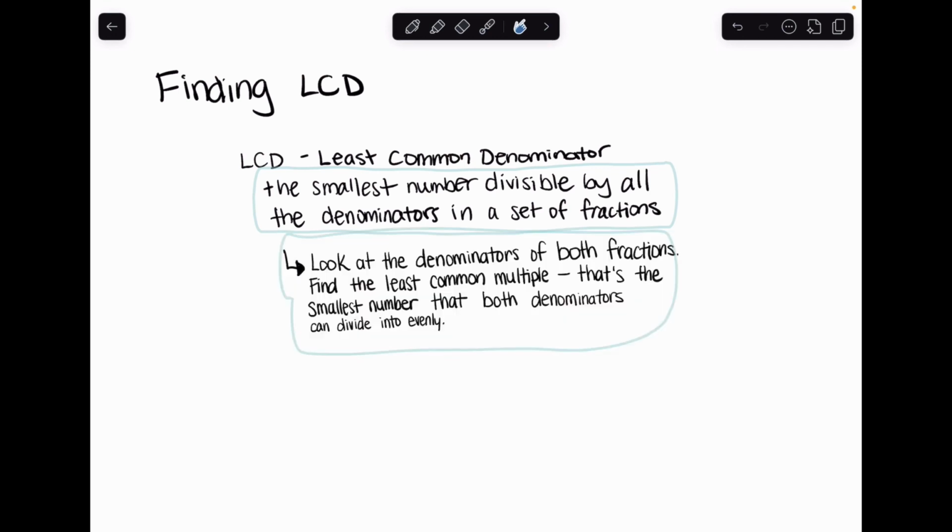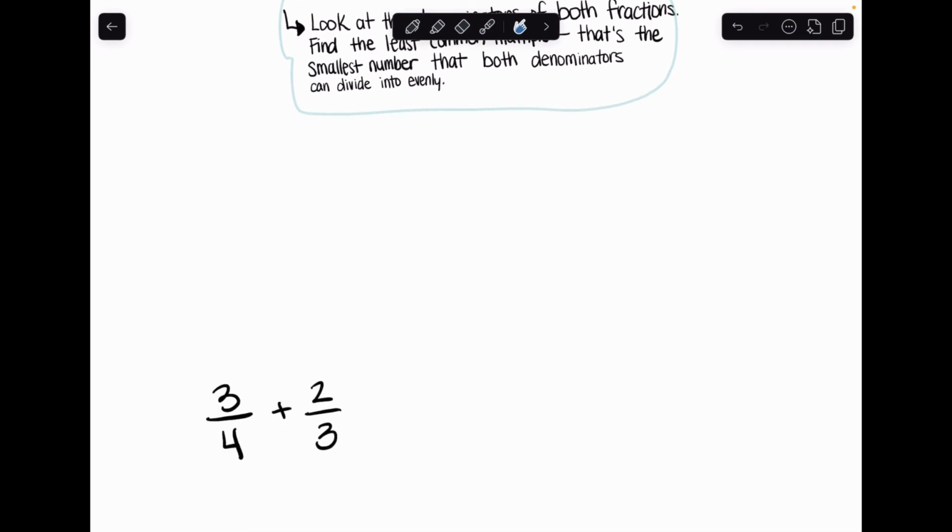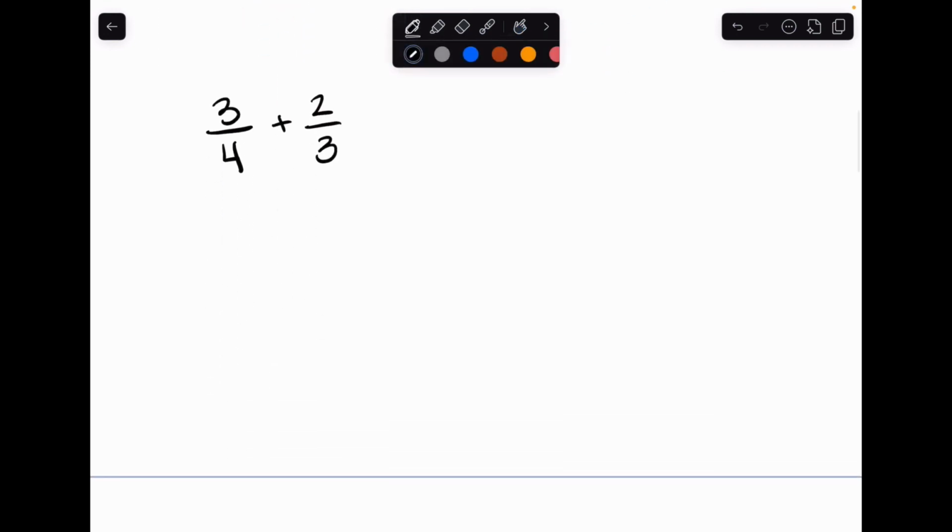So in more simple terms, what you need to do is look at the denominators of both fractions, or if you've got 3 fractions, look at all 3. Find the least common multiple. That's the smallest number that both denominators can divide into evenly. I've got some examples here because I always think examples make a little bit more sense.